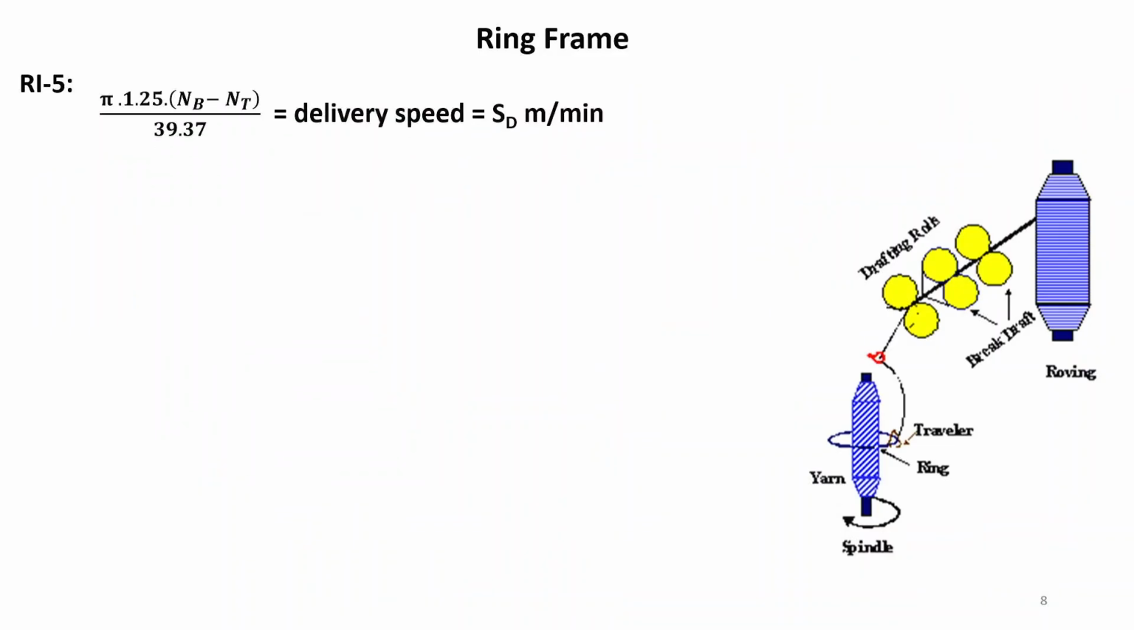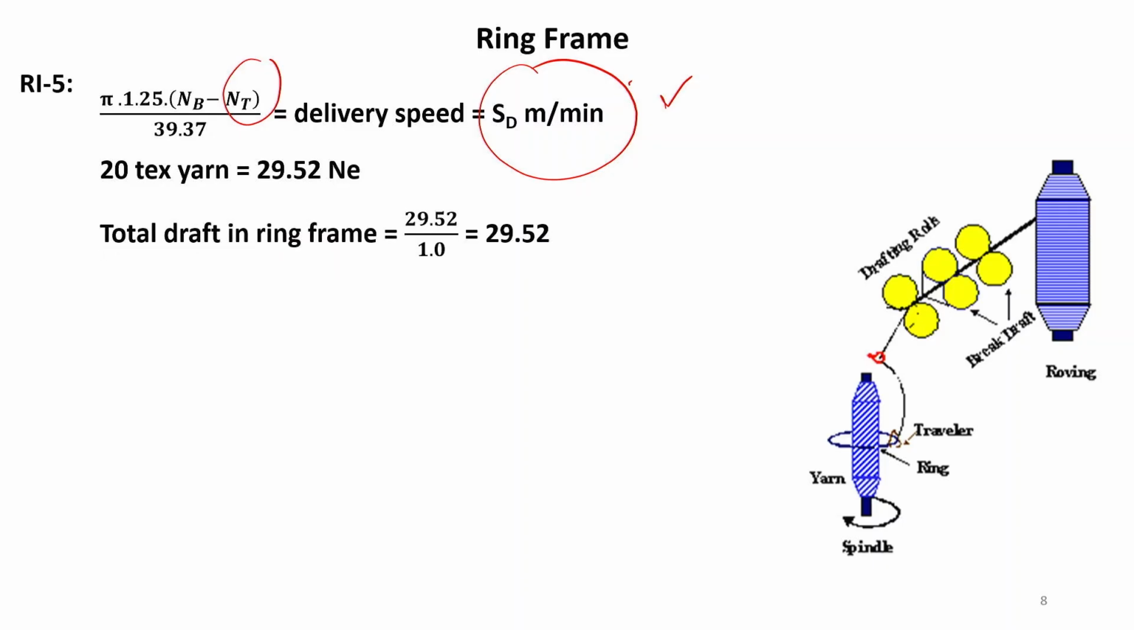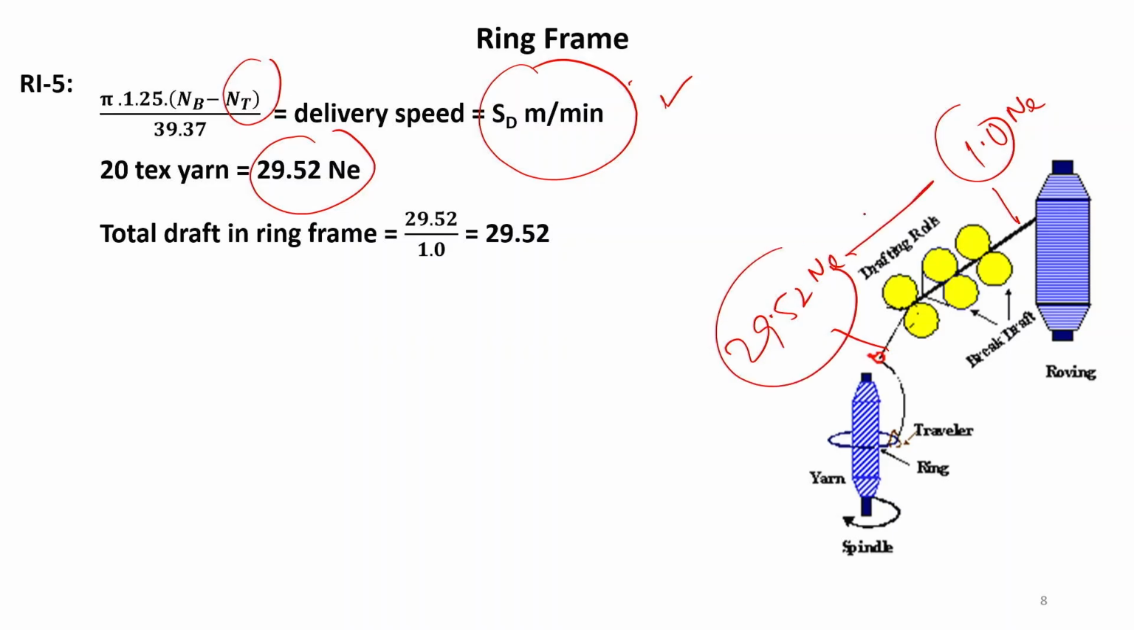And the delivery speed will be Sd meter per minute, the ring frame delivery speed. Now, we have to calculate it if we want to calculate the Nt. So, delivery speed is not given. Now, try to calculate. Total draft in ring frame: count of yarn 20 tex, so Ne will be 29.52 Ne, and the roving was 1.0 Ne, and the yarn we are getting is 29.52 Ne. So, total draft will be 29.52 in the ring frame.